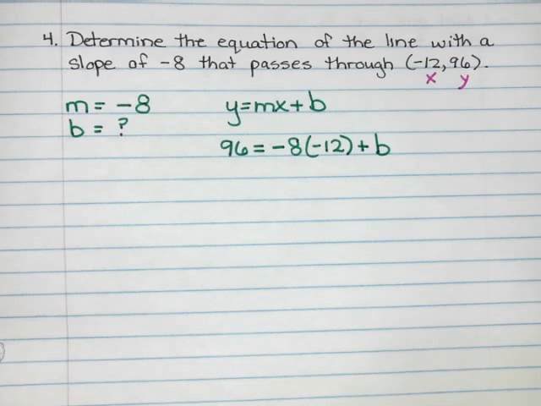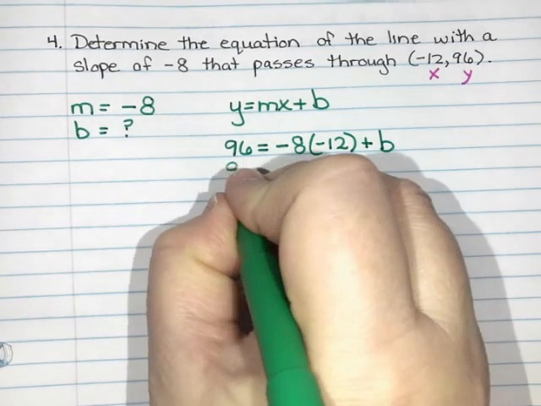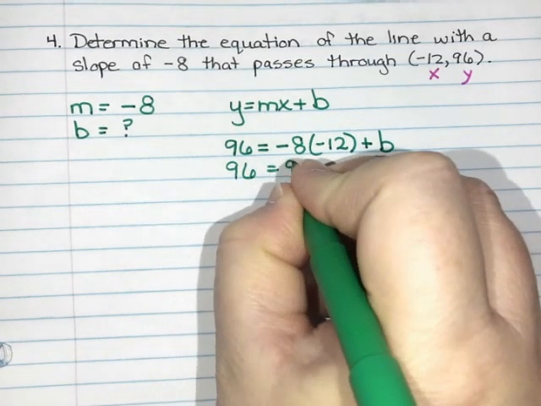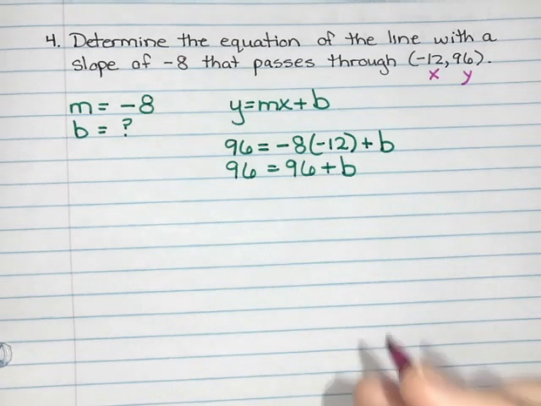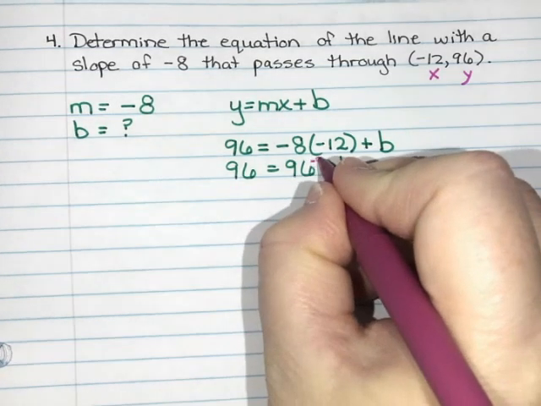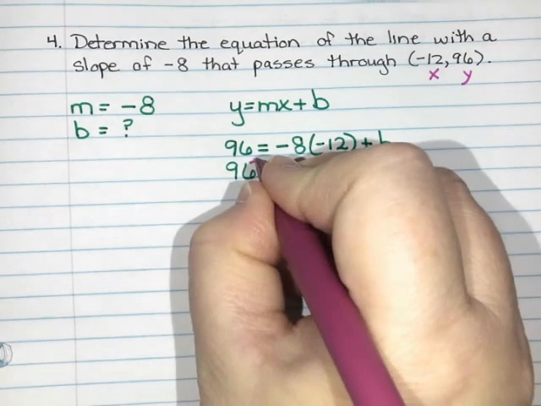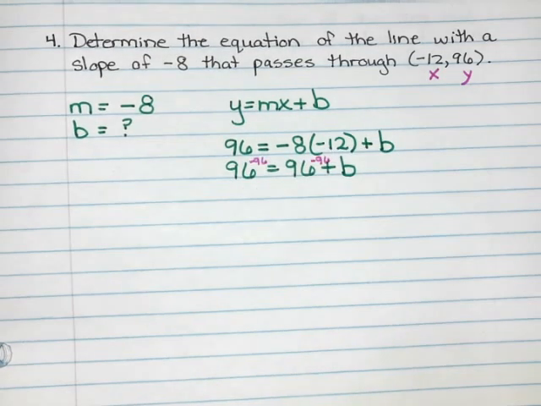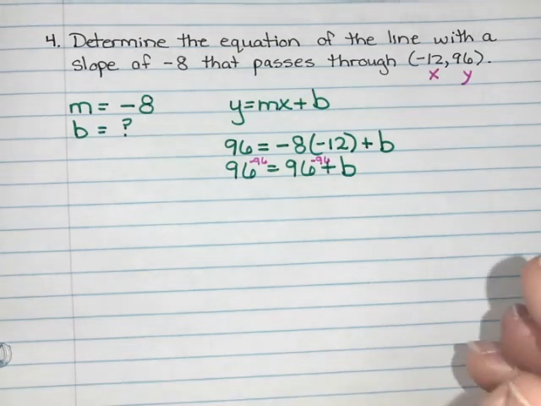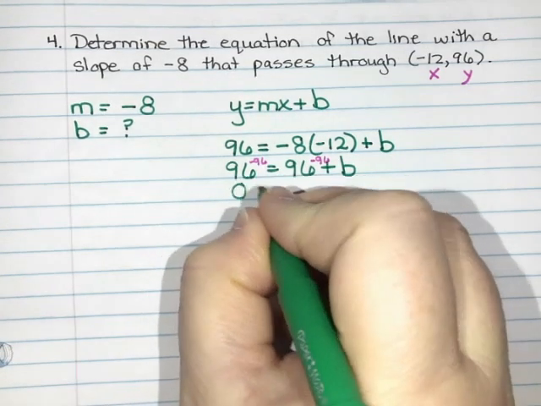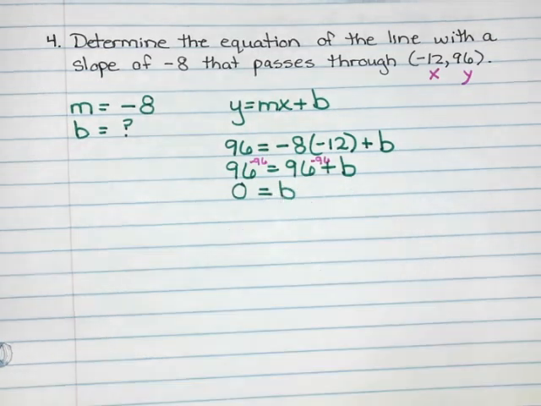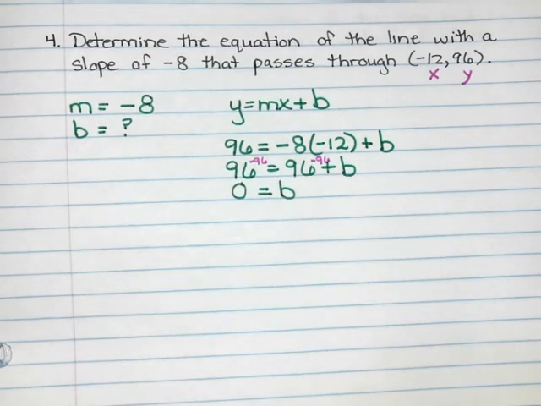Now, -8 times -12 is positive 96. You can use your calculator if you need to. So I have 96 equals 96 plus b. I am going to get b by itself by subtracting 96 from both sides. 96 take away 96 is 0. It's all gone. So I can't just write nothing. I do need to actually write that it is 0 equals b.